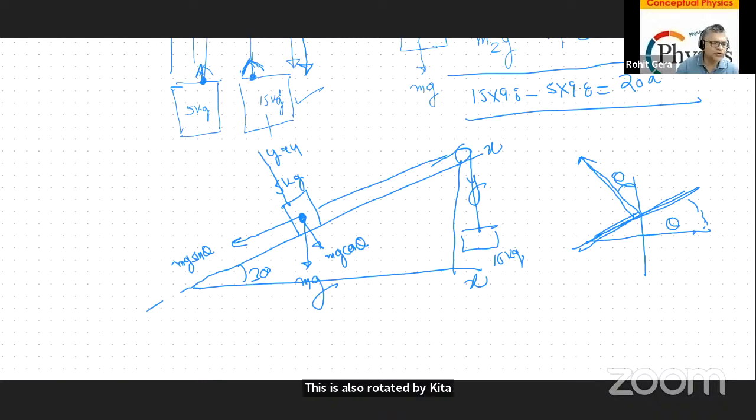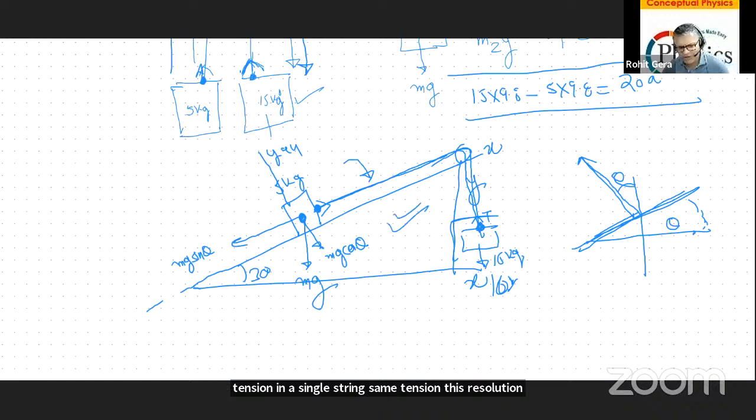In this situation also, if you notice, the tension in the string is appearing here and pulling away the block. The tension is appearing here. The weight obviously is bringing it down, right? 10 into g. But tension is appearing here also, pulling it upwards. So if I were to write a free body diagram, and it's a single string, so same tension. In a single string, same tension. This resolution, etc., we will do. I'm just showing you tension making an appearance.